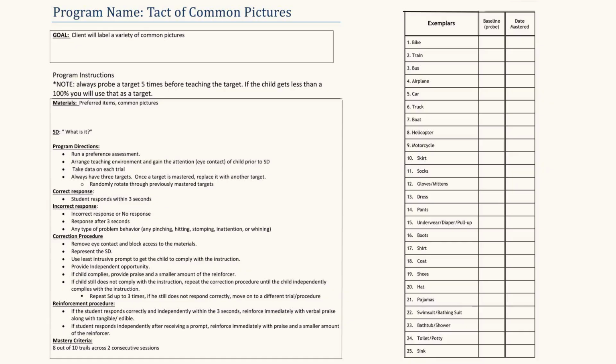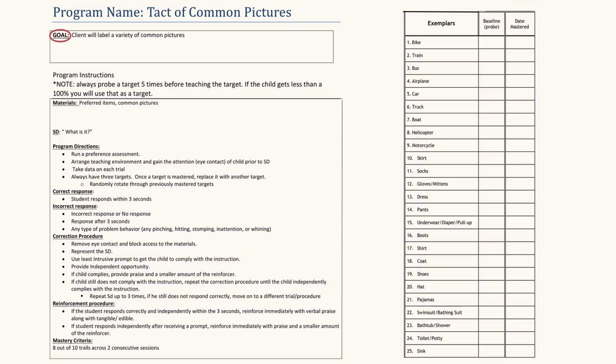Here is an example of a behavior acquisition plan for a discrete trial training program. The technician will be provided a written plan similar to this for every skill acquisition program they are expected to implement. The program name is typically located at the top. In this case, it is Tact Common Pictures because we are teaching the child to label items they encounter daily.